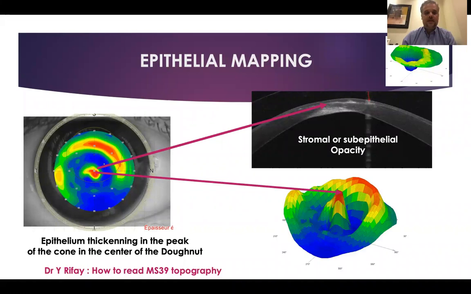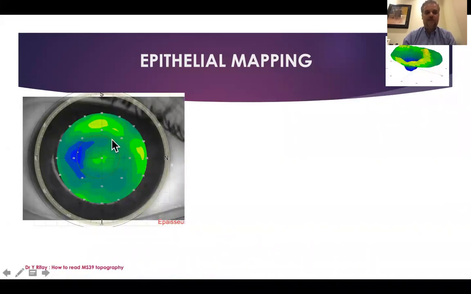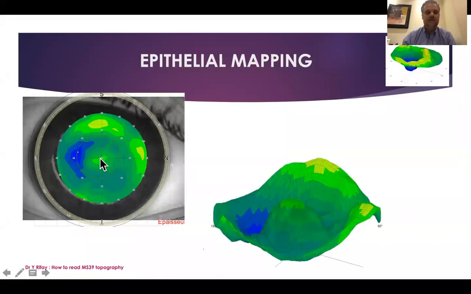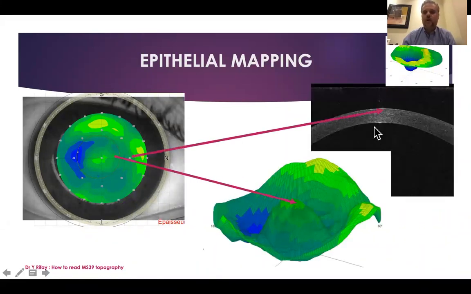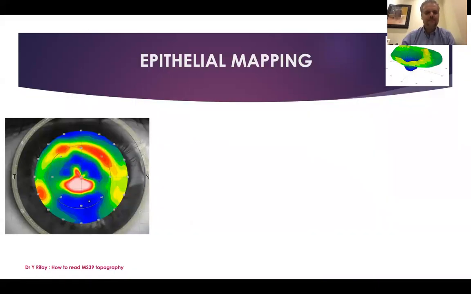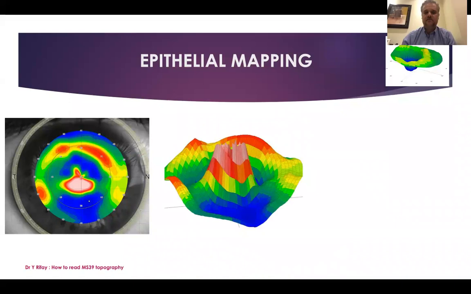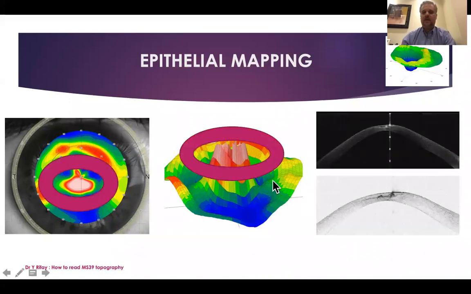This is another case where we have the donut, but you have a thickening here, and it is always correlated to a haze or a small scar, and you should always correlate the map with the other maps of the topography and with the OCT scan. Another case with the fill-in effect.